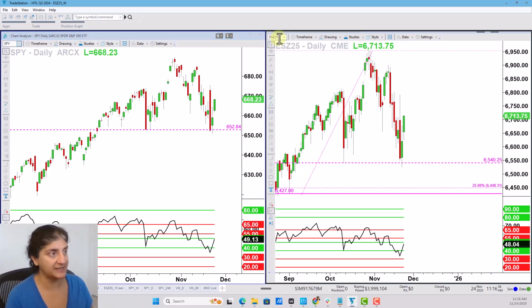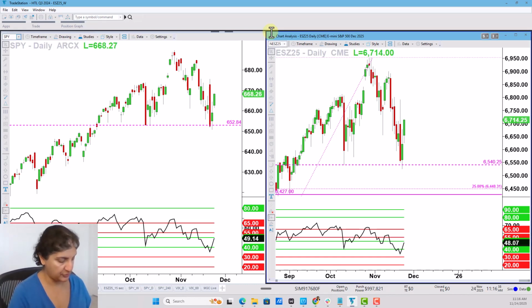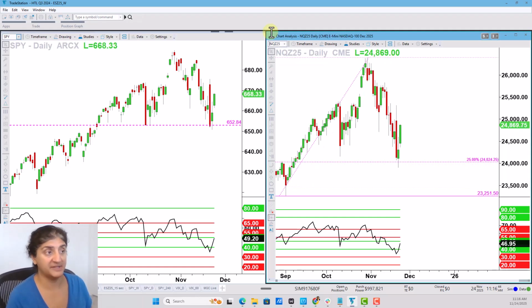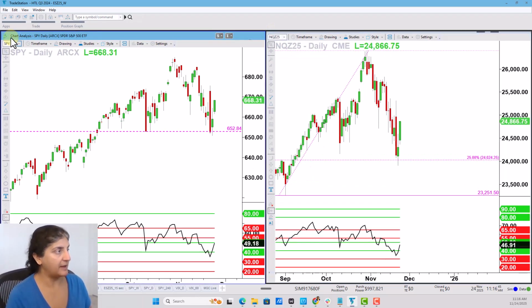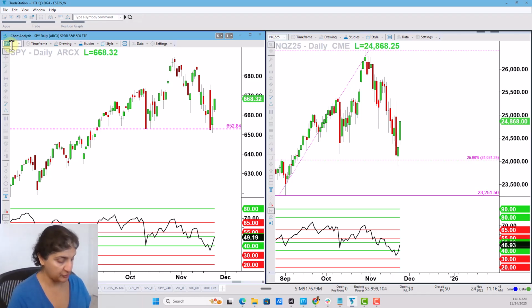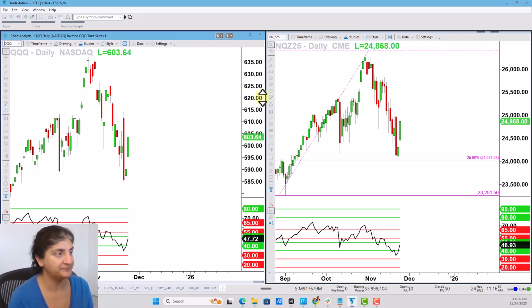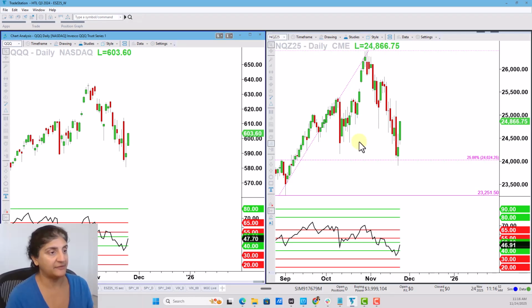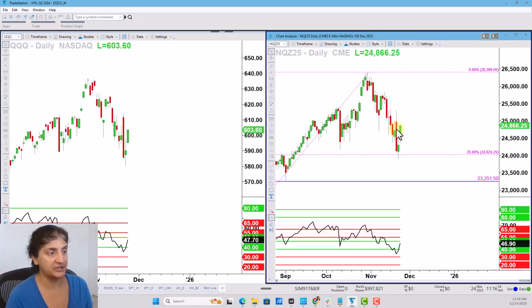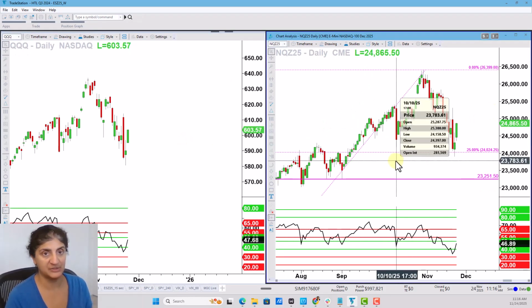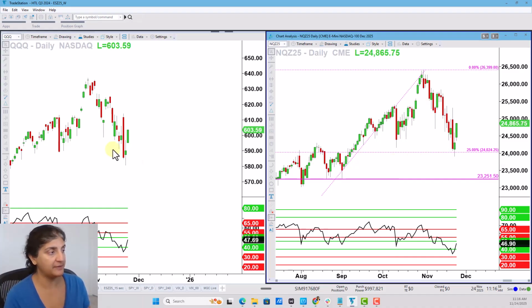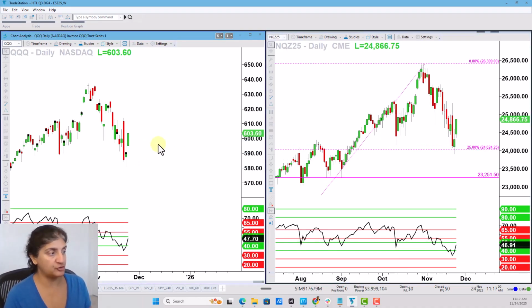Now let's look at the next pair. This would be NQZ25. I'm going to stay on the daily. And the corresponding ETF is the QQQ, okay? So again, very similar situation here of testing key support from the week ending October 10th. This chart looks so similar to ES, it's not even funny.